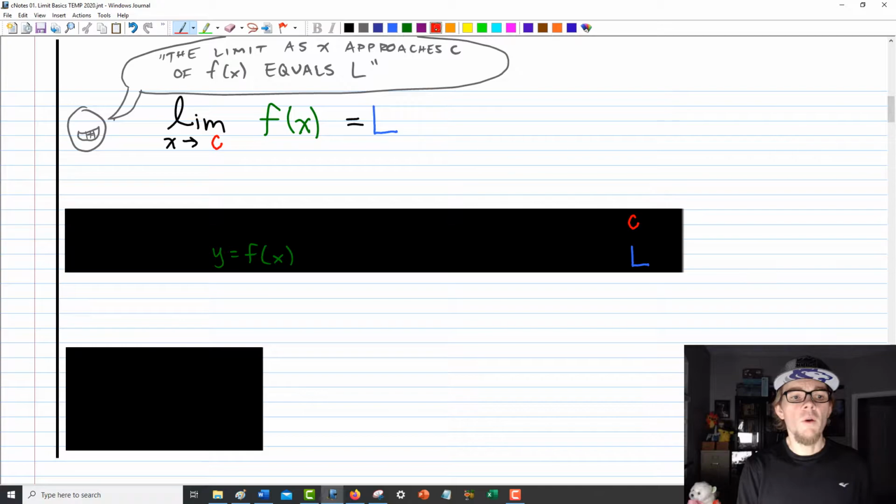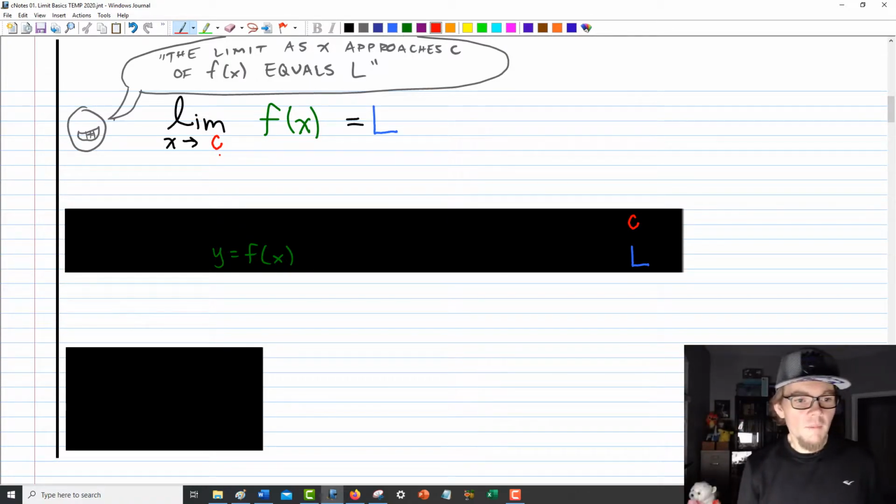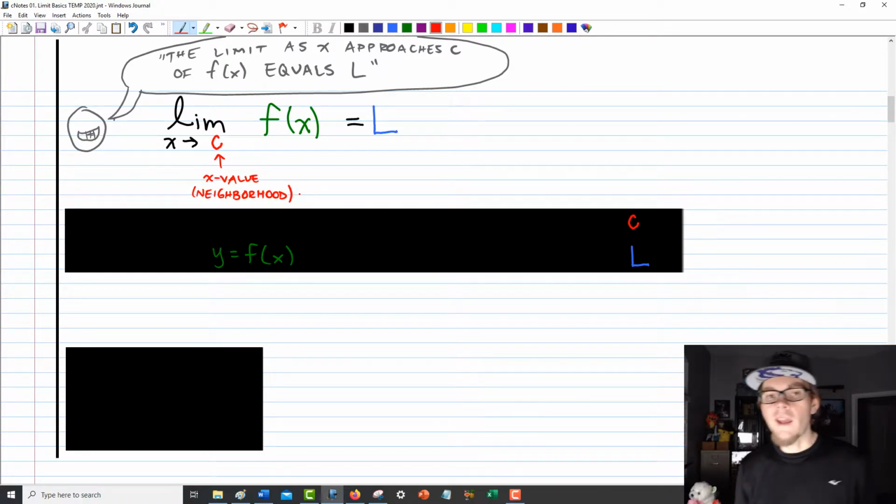As far as the components, to give you almost an anatomy of what's here, this c value tells you the x value. In the best way I could describe this, this is basically the neighborhood. This is where we're interested in what's actually happening. Which neighborhood are we trying to figure out the general behavior in? In this case, we're looking around that x value, x equals c. Not necessarily at c, but around c.